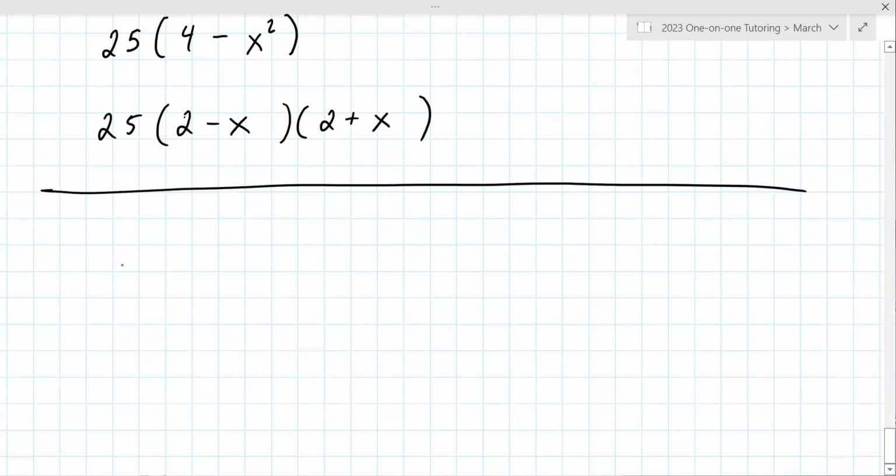Let's say it's 36a squared minus 9b squared. I want you to factor this. It does have a GCF, so you want to do that first. And then give me the difference of squares factoring.